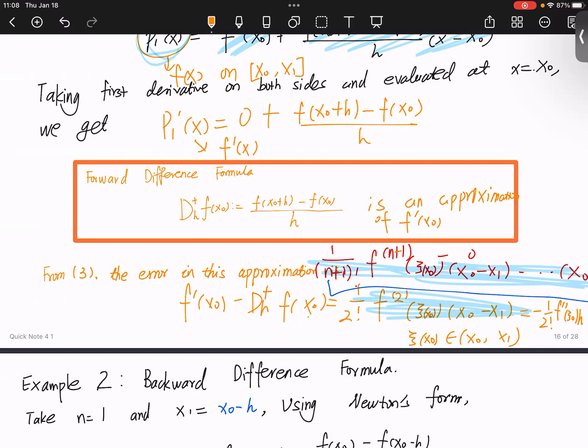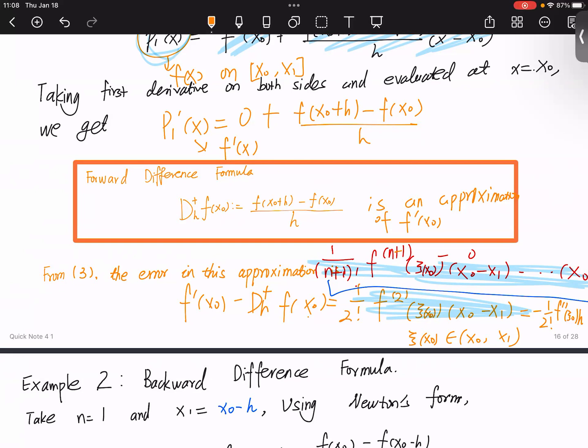We also analyzed the center difference formula, and as we just reviewed, the error for the center difference formula is of order 2. For all these 3 formulas, we are approximating the first derivative at a point. The first derivative at a point.